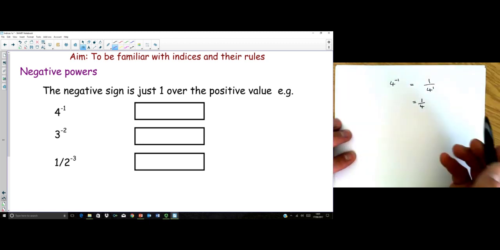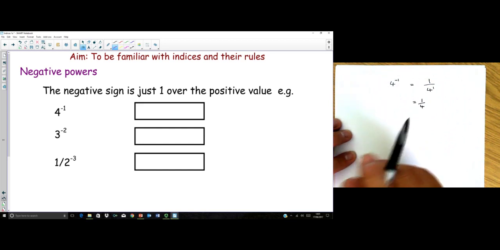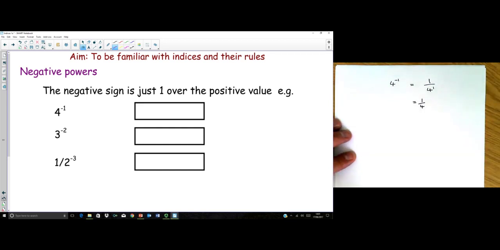So, can you have a go at the second two? Pause the video and then I'll go through what the other two are on this page for you. Okay, so the other two, hopefully, you've had a go at them. If not, don't worry. You go through them anyway.